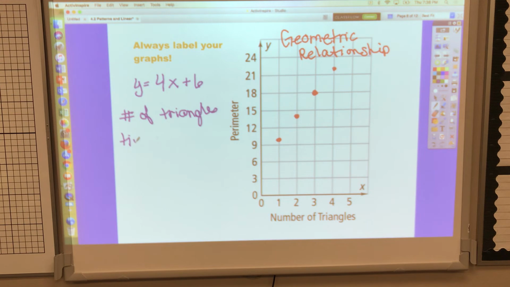times 4 plus 6 will give you the perimeter of your figure.